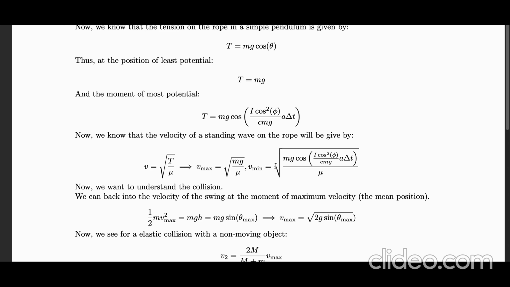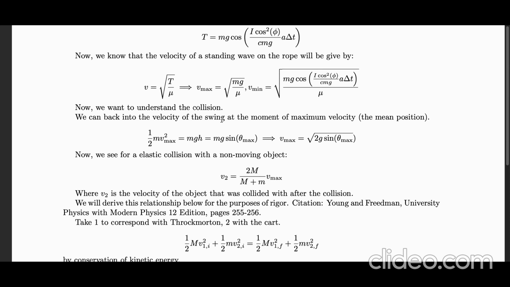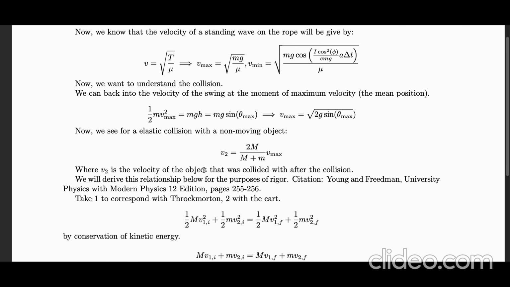And the second part of the question actually asks how the collision is going to affect the roller coaster cart. So we first want to understand the collision. Using these energy equations, we can back into the velocity of the swing at the moment of maximum velocity. So essentially just setting this kinetic energy equal to this gravitational potential energy, and then solving for Vmax. We have an expression for Vmax in terms of gravity and sine of theta max. And now we can just simply apply the elastic collision formula for a non-moving object. In this case, V2 is going to be the velocity of the object that was collided with, so it's going to be our roller coaster cart.